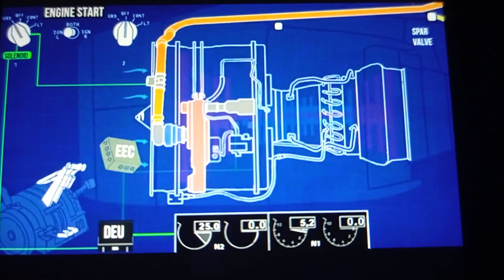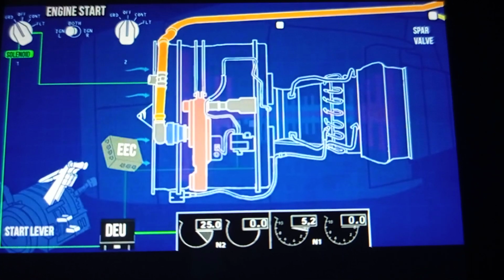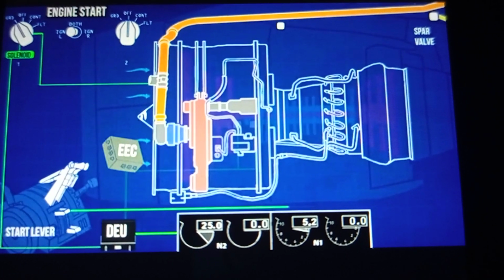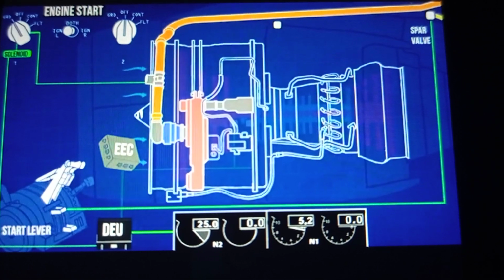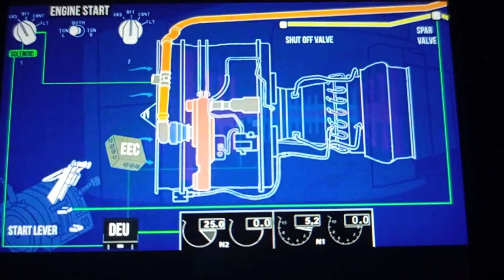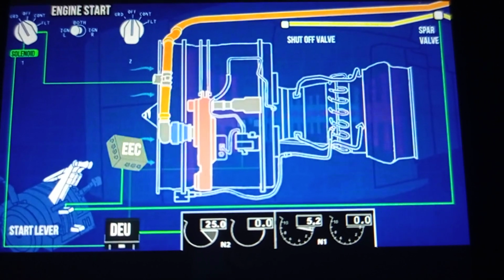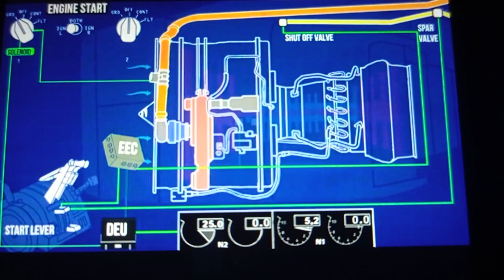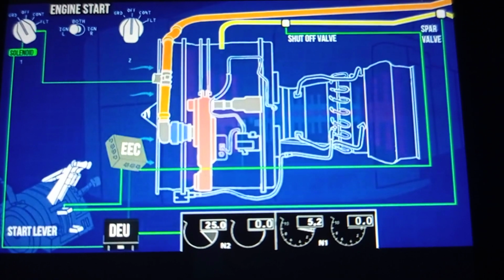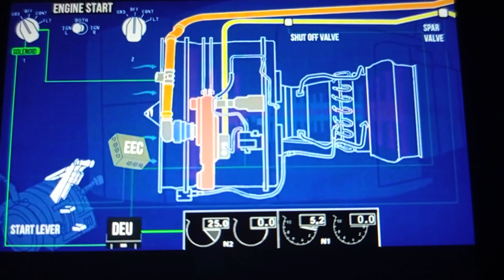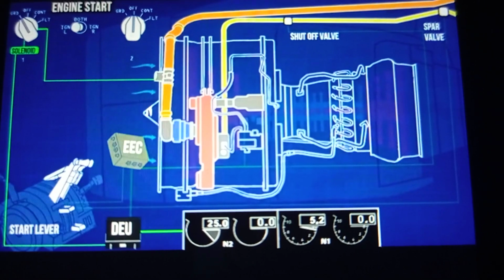Now move the start lever from cutoff to idle position. The start lever causes engine fuel spar valve to open, and fuel reaches the engine shutoff valve. The start lever also sends an electrical signal to the electronic engine control. The EEC commands the engine shutoff valve to open, transferring fuel to the engine fuel pump, mounted on the accessory gearbox. The fuel pump increases the fuel pressure and transfers it to the fuel metering valve.